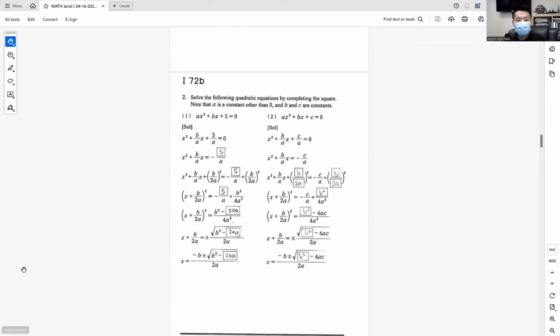And guess what? Does this look familiar to you? What is this called? This is called the quadratic formula. And the quadratic formula is actually created by completing the square. So let's see how we actually complete the square for this one. Ready?